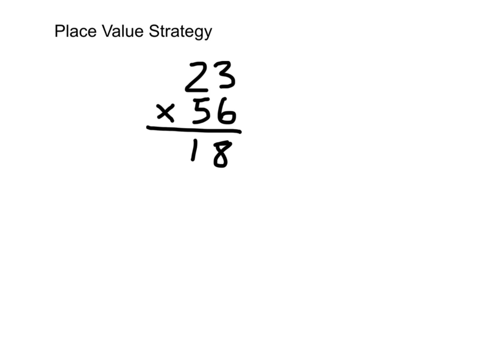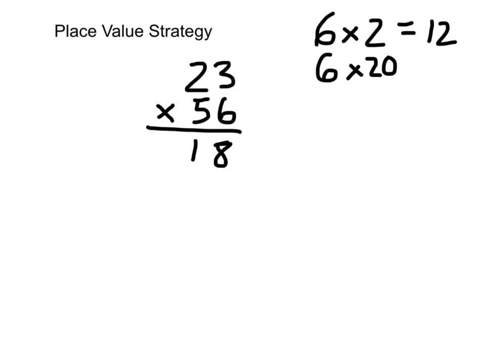Good. Next I'm going to be looking at the 6 times the 2, but remember this 2 is actually not 2, it's 20, it's 2 tens. So I'm going to think of 6 times 20. Now if that's difficult for you, you can think of 6 times 2, which equals 12. And then to really figure out 6 times 20, you're basically just adding another 0 on. So 6 times 20 is 120. I'm going to write that down as well. Good, so I'm done with this 6 here.